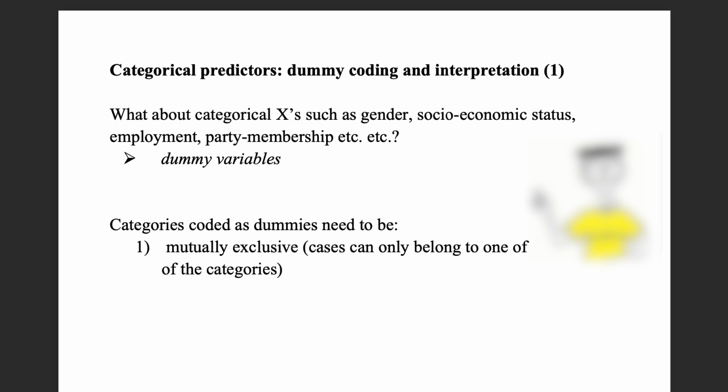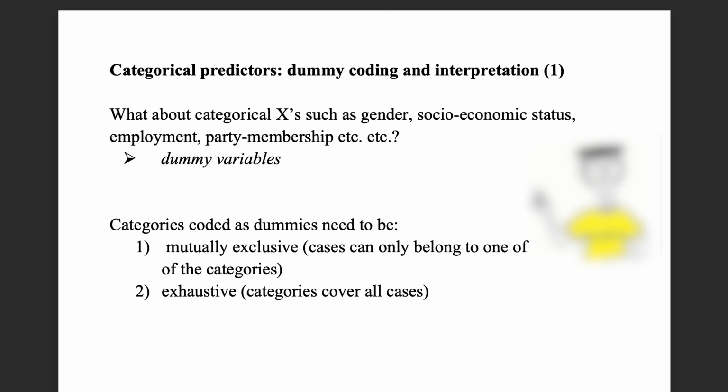Yeah, so if you belong to the low category, you cannot at the same time also belong to the middle or the high categories. If you belong to the middle category, you cannot at the same time also belong to the low or the high category. If you belong to the high category, you cannot at the same time also belong to the middle or low category. So these categories have to be mutually exclusive. All of our cases can only belong to one of the categories that we are considering with our categorical variables.